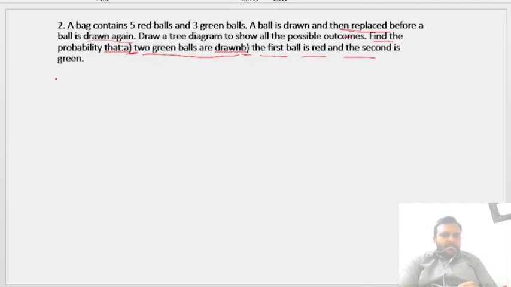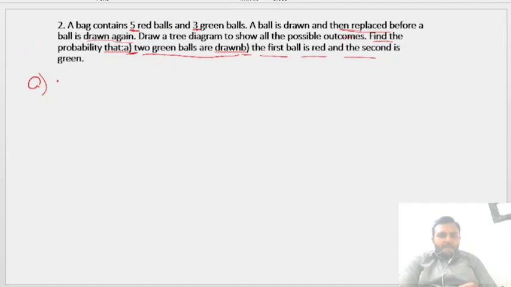Let me write the A part, two green balls. Before solving the A part, you know that 5 red balls are there and 3 green balls are there, so the total is 8 balls. Now we need to find the probability of the two green balls.